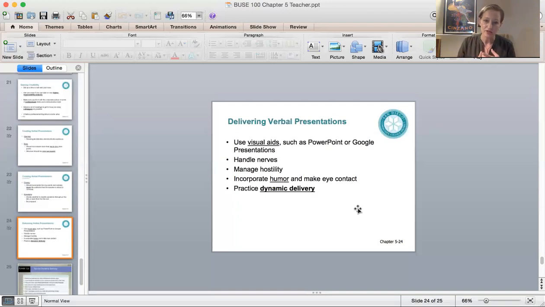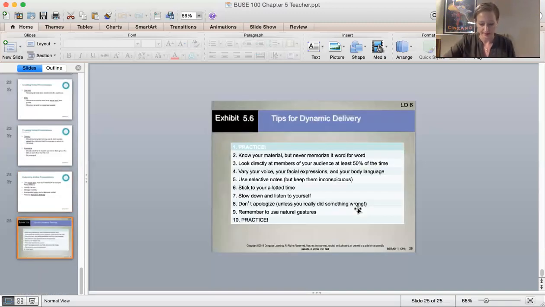Be dynamic in your delivery. Don't just read the slides. Instead, treat it like a story that you're telling. Use examples, use analogy. Know your presentation front and back so that when you're describing it to them, they feel like, yes, she knows what she's doing. And here are 10 tips that will help you to give a dynamic presentation.